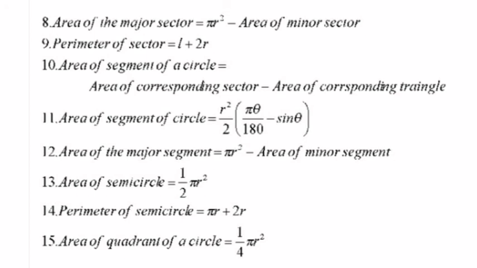Perimeter of a sector, how to find? L plus 2r. The area of a segment of a circle, how to find? Area of corresponding sector minus area of corresponding triangle. And area of a semicircle, half of the circle, that is half pi r square. And area of a quadrant is 1 by 4 pi r square.